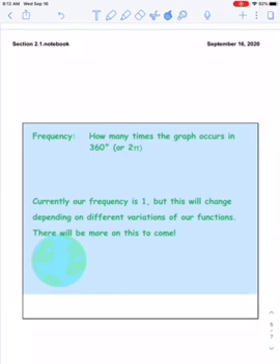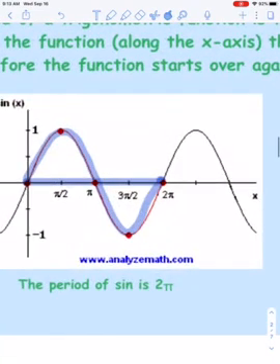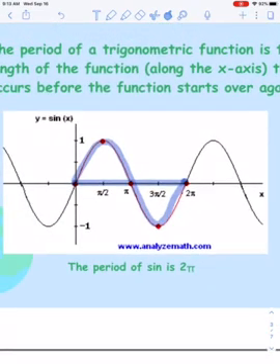Frequency is how many times your graph appears within 360 degrees or 2 pi. Right now it's 1 because we haven't messed with it, okay? But it's going to change based on different variations of our functions. We're going to do more with that later, but right now we're saying within 2 pi, how many times does this rotate? Period and frequency are very closely related. They're just asking 2 different questions, but it's the same concept.